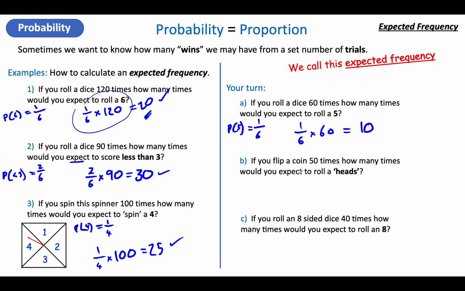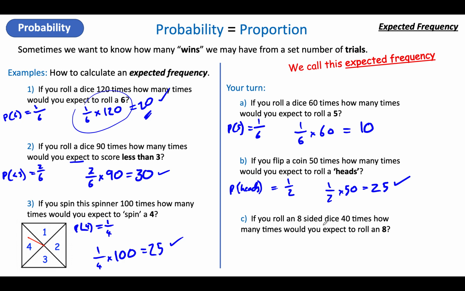If I flip a coin 50 times, how many times would I expect to get heads? Well, firstly, what's the probability of heads? That's a half. It's 1 in 2, because one side of a coin is heads, the other's tails. And so that's the proportion of times that I would expect to get heads. If I flipped it 50 times, I'd expect half of them to be heads, 25.